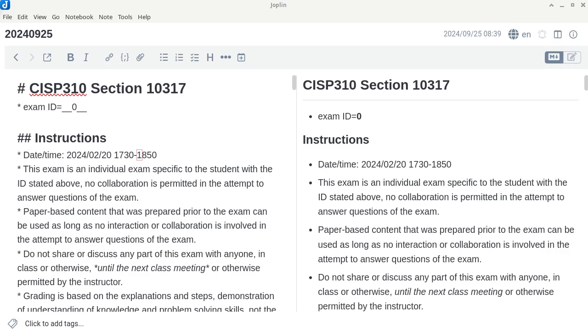Right now. Okay. So what we'll do today is go over exam one and a little bit of exam two from spring 2024. Okay. What I have done here is I have extracted the markdown from both of those exams.